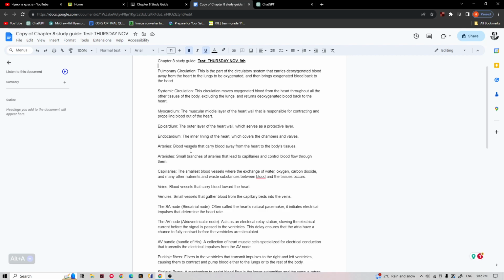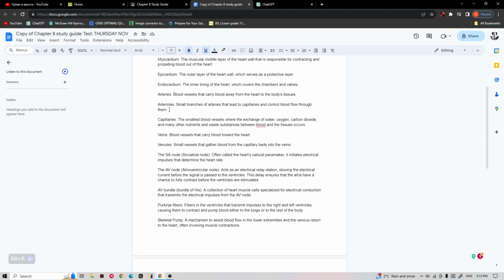Number six, arteries, blood vessels that carry blood away from the heart to the body's tissues. Number seven, arterioles, small branches of arteries that lead to capillaries and control blood flow through them.